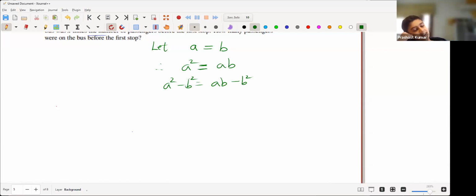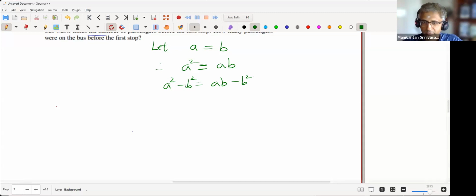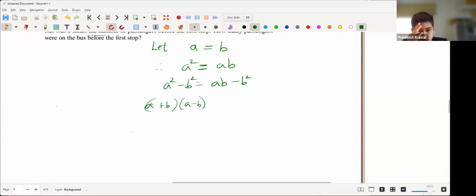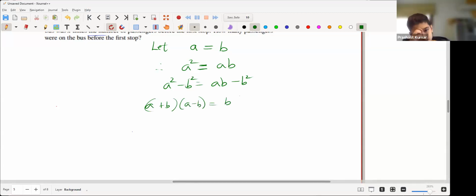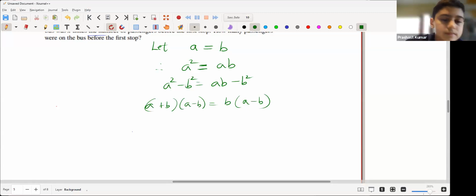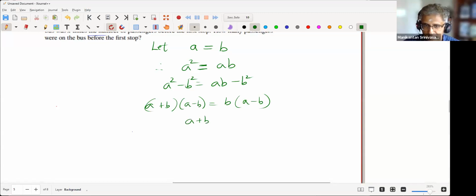Wait, now let me think. Yeah, agreed, right? Correct. I'm subtracting b square on both sides. Therefore, what is a square minus b square? It's a plus b times a minus b. Correct. And I can take b common outside, b times a minus b. Agreed? I can cancel off a minus b on both sides. Therefore, a plus b equal to b.